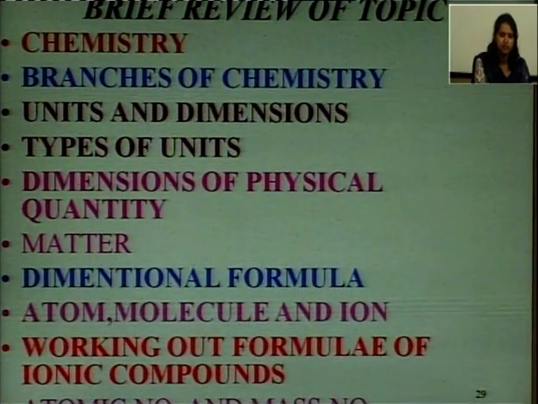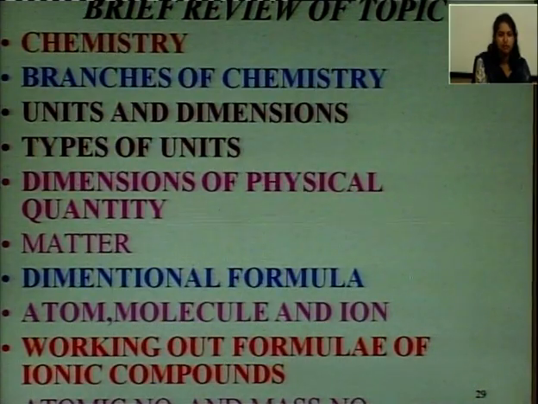What are the types of units? There are two types of units. One is fundamental units and another is derived units. What are the dimensions? Dimensions are the powers to which a fundamental unit has to be raised in order to express the unit. Then I explained what is matter. Matter is anything which occupies space and has mass. Then I explained the physical and chemical classification of matter.